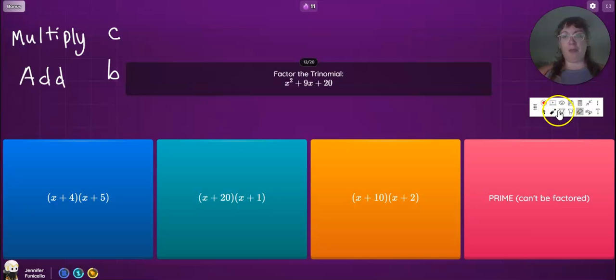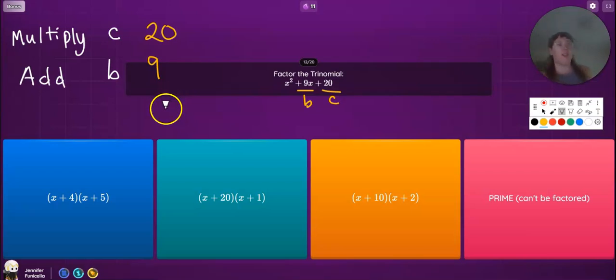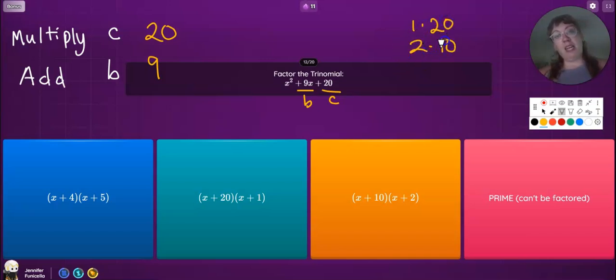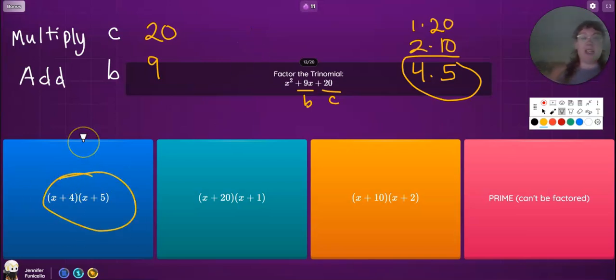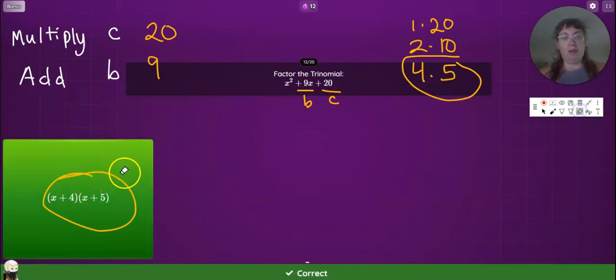So for this one, we want to multiply to c, which in this case is 20, and we're going to add to b, which here is 9. So numbers that multiply to 20: 1 times 20, 2 times 10, 4 times 5. And then we look at these numbers, which one of them can add to 9. And we see that with 4 and 5, right? They're both positive. 4 times 5 is 20, 4 plus 5 is 9. So that's going to fit our criteria here. So you can plug in that first one. Beautiful.